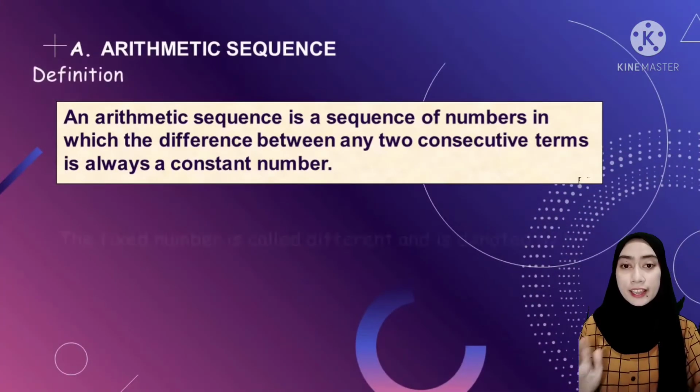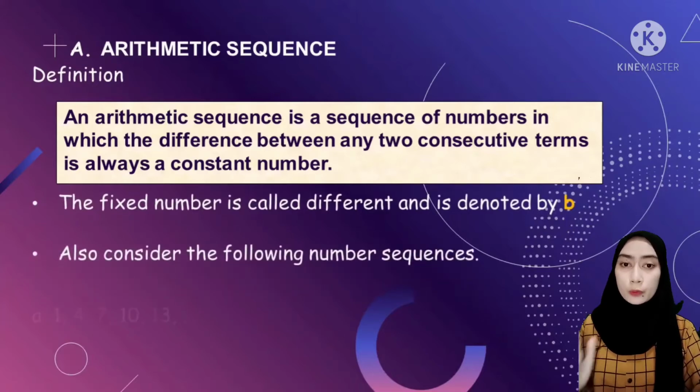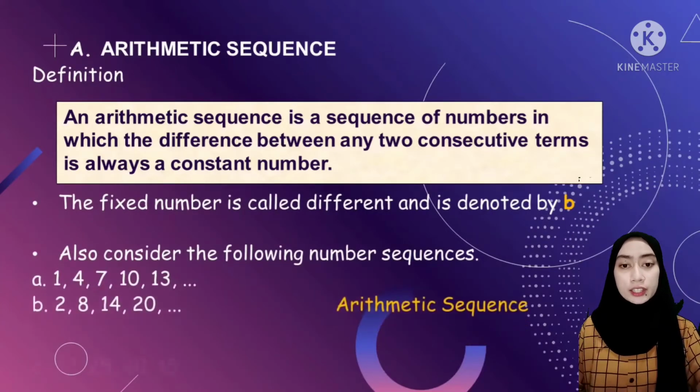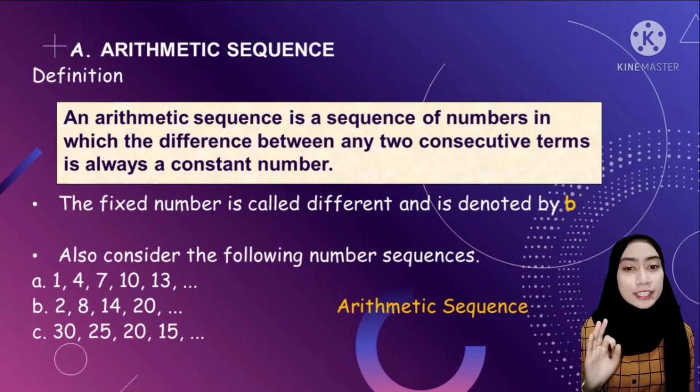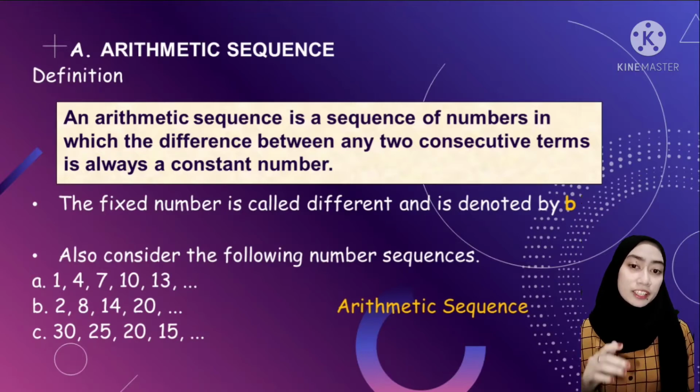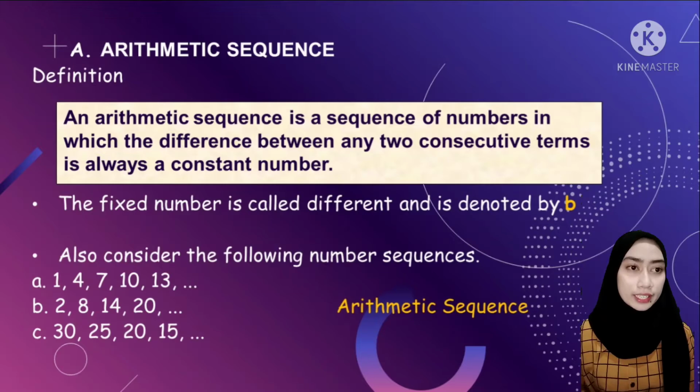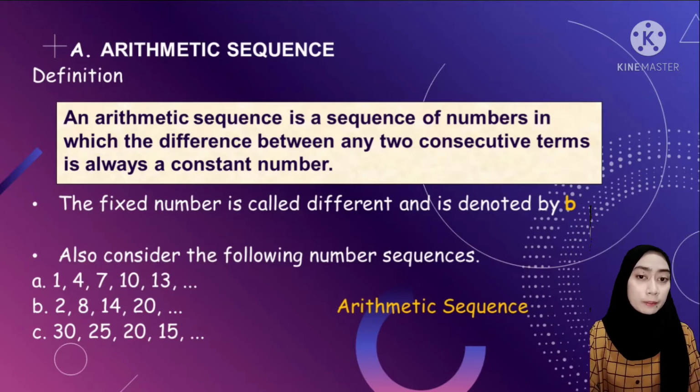The first is A. Arithmetic sequence. Definition: an arithmetic sequence is a sequence of numbers in which the difference between any two consecutive terms is always a constant number. The fixed number is called the difference and is denoted by b.